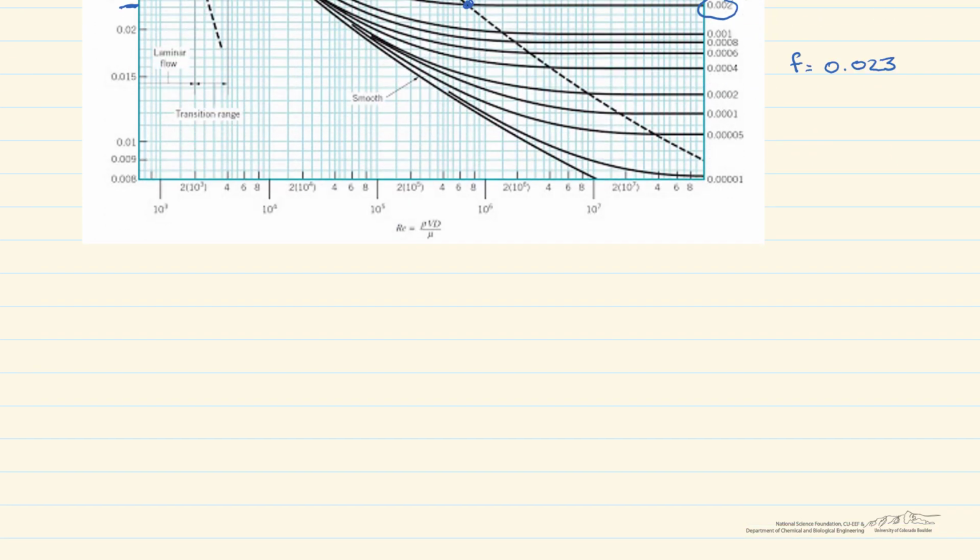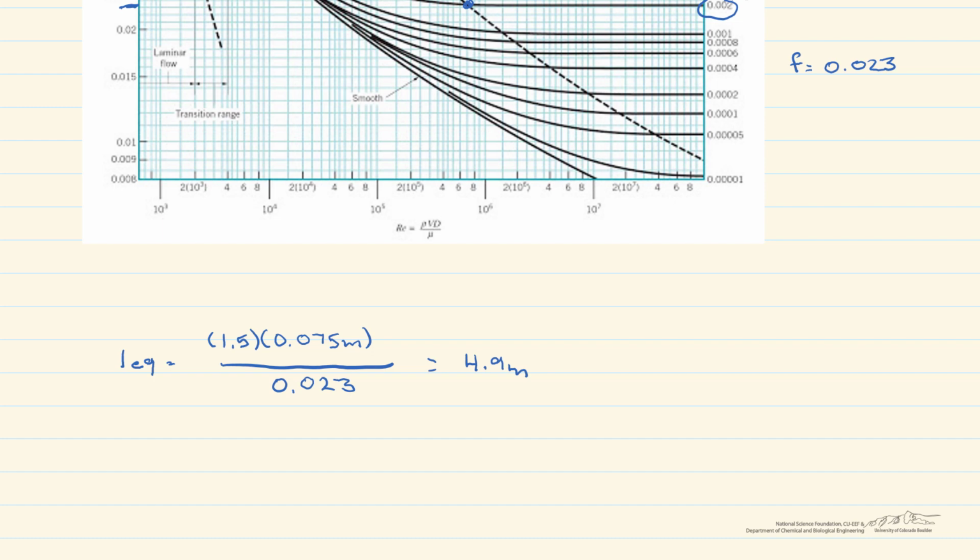We'll start with the threaded elbow. That equivalent length is equal to our loss coefficient, which is 1.5, times our diameter, which is 0.075 meters, divided by the friction factor of 0.023, and our equivalent length for a threaded elbow is equal to 4.9 meters.